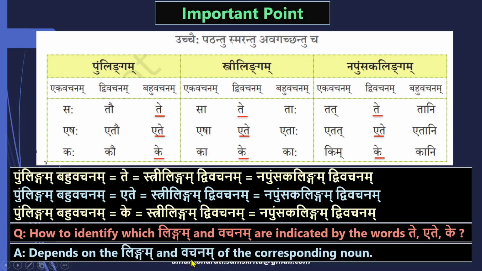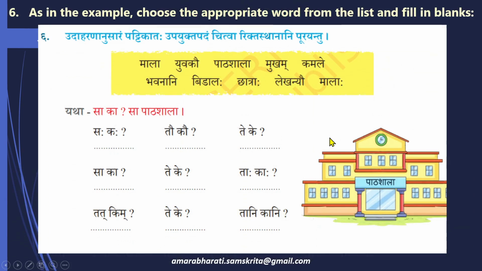The answer depends on the lingam and vachanam of the corresponding noun which is there. If the corresponding noun is pullingam, then it indicates bahuvachanam, pullingam. If the corresponding noun is strilingam, then it indicates dvivachanam. If the corresponding noun is napumsakalingam, it indicates dvivachanam. So that's how we have to resolve this.